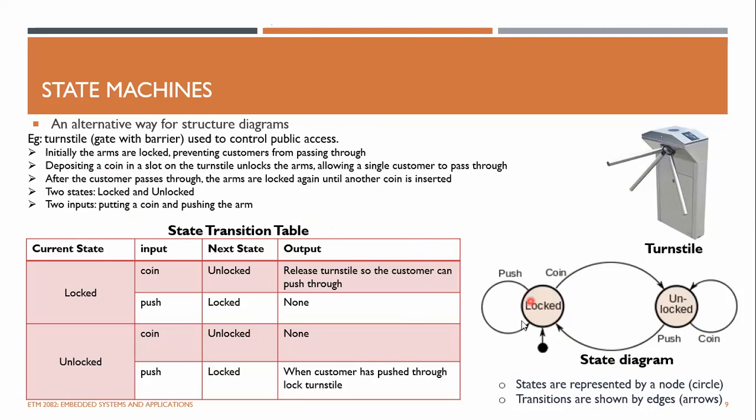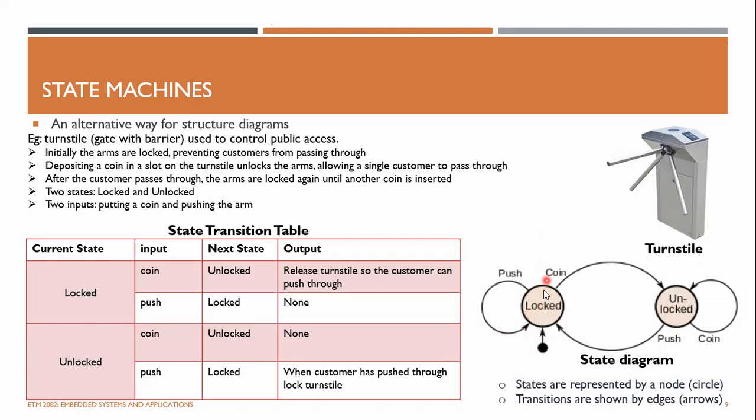When you construct the state diagrams, the states are represented by a node, like a circle, and the transitions from one state to another are represented by edges or arrows. Now this is the start point. When you turn on the machine, it is initially locked. So this is the start, the powering up state, and then it jumps to the locked state. Once it is locked, if someone tries to push, it is again locked. Nothing should happen.